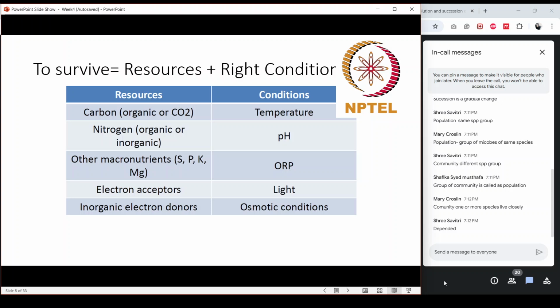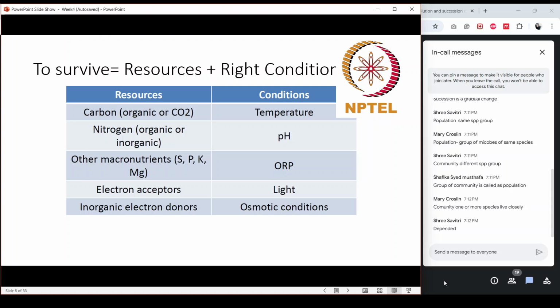Secondly, it's nitrogen. So it is also used in the form of organic or inorganic sources. When we talk about fermentation and all, the nitrogen and other nutrient sources are inorganic. However, when we talk about aerobic condition, it's organic. Other micronutrients are also required, like sulfur, phosphorus, potassium, magnesium, and other things. Apart from this, there are some bacteria you might have heard about, diatoms and all, they need silica.